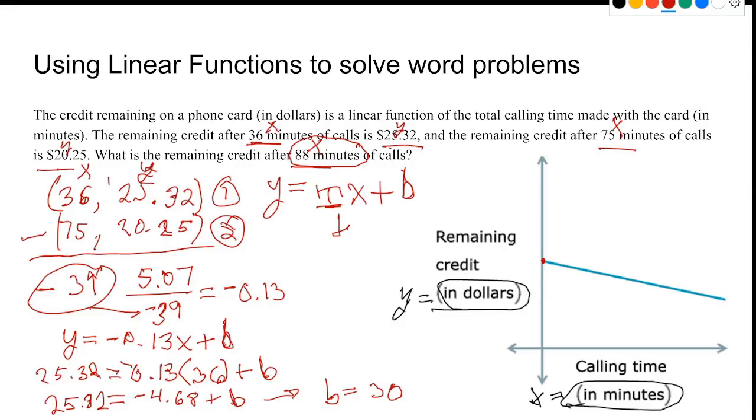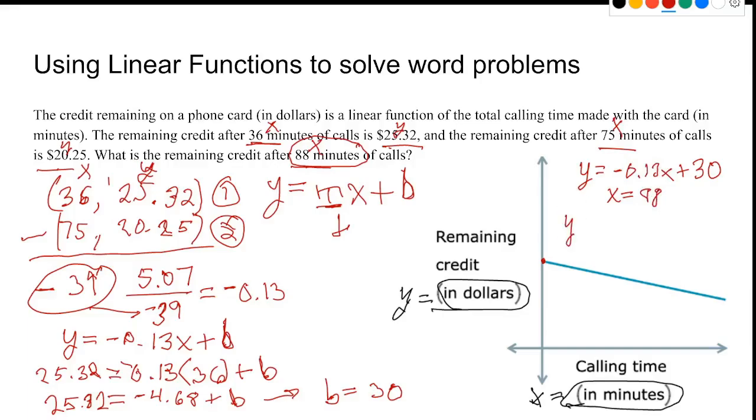We know that the equation of this line, let's go ahead and do it on the graph, is going to be y equals negative 0.13x plus the y-intercept, which is 30. So we buy the card for $30. It's going to cost us 13 cents for each minute we use. And so now we can figure out how much would be remaining after we used up 88 minutes by plugging x equals 88 in for the x value.